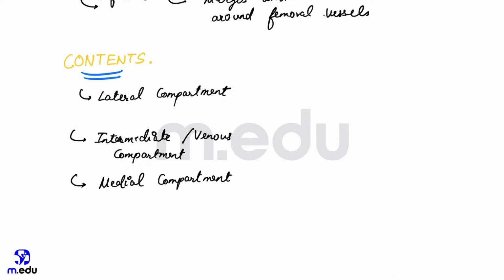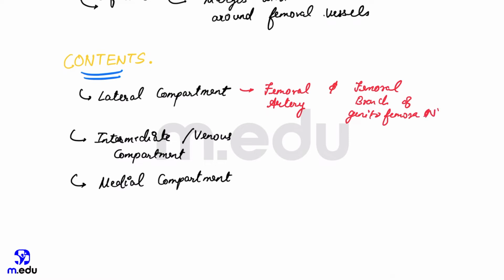So now first we'll look at the lateral compartment. Lateral compartment contains femoral artery and femoral branch of genitofemoral nerve. Its intermediate or venous compartment contains femoral vein and medial compartment is also known as femoral canal.